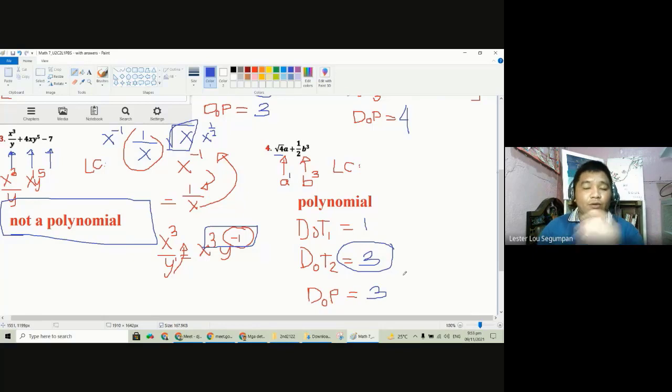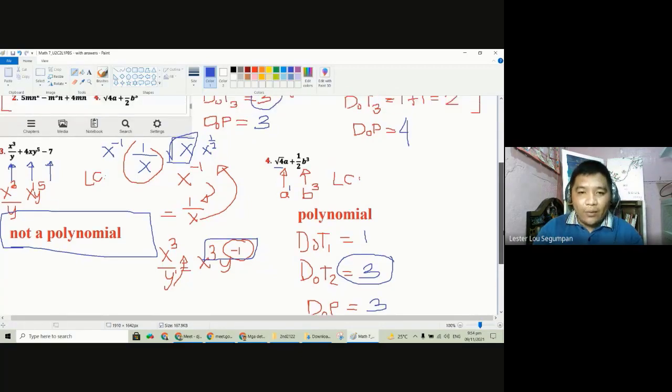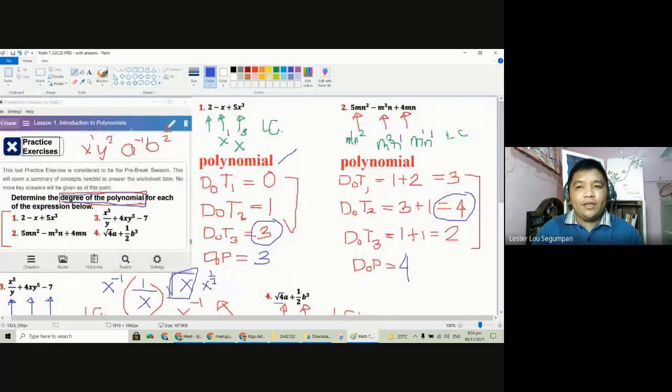Again, in number 3, you don't need to look for the degree of a term or degree of a polynomial, because in the first place, it's no longer a polynomial. It will just not help your cause. This is how we determine the degree of the polynomial for algebraic expressions.